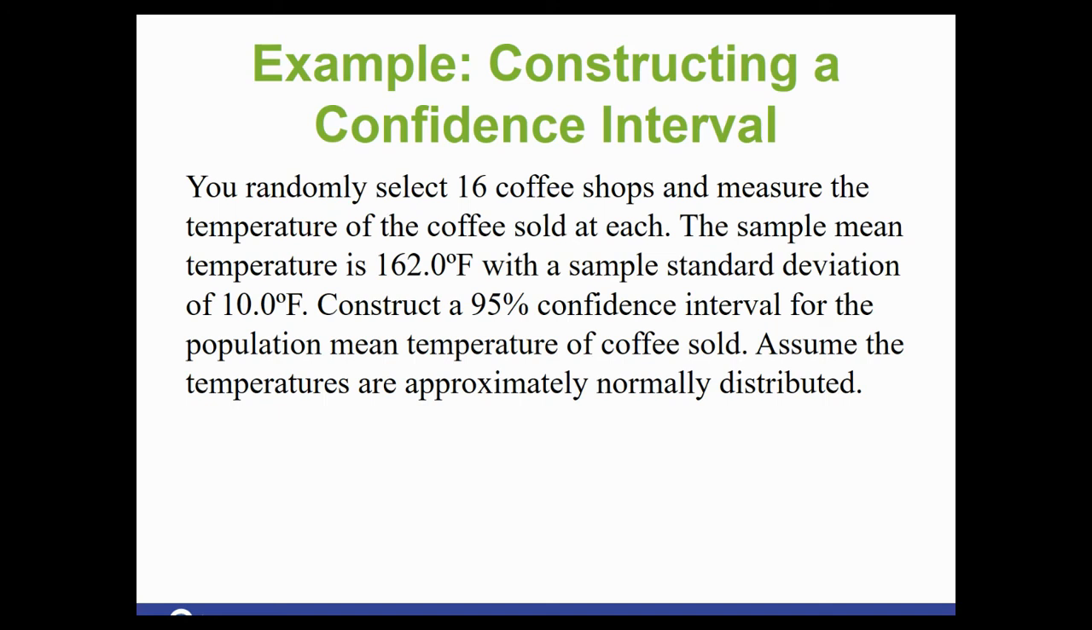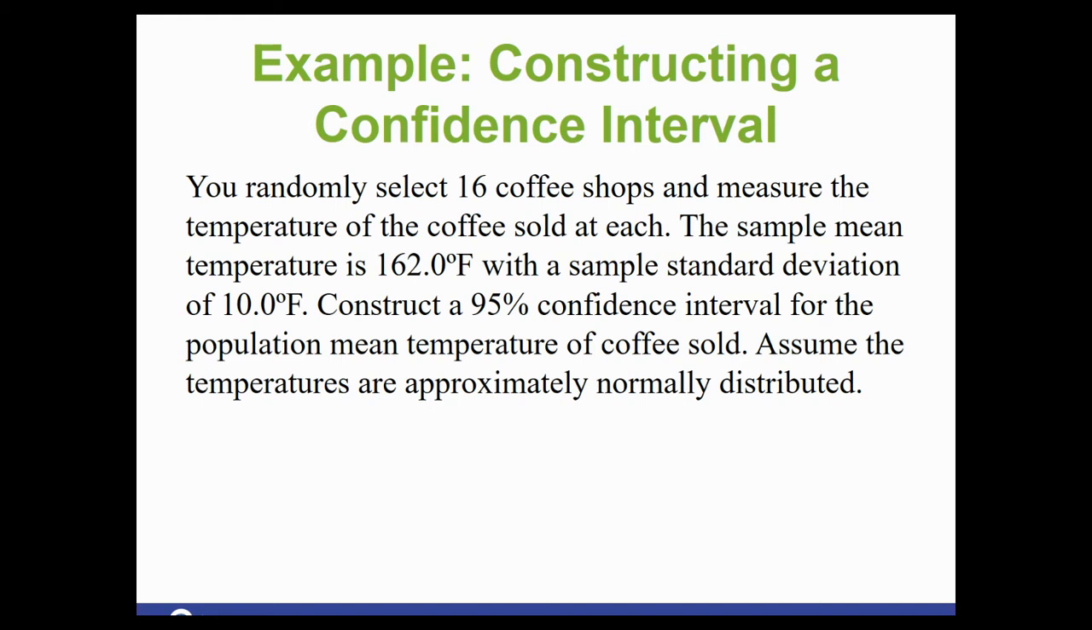So here we go. Let's try it. You randomly select 16 coffee shops and measure the temperature of the coffee sold at each. The sample mean temperature is 162 degrees Fahrenheit with a sample standard deviation of 10 degrees Fahrenheit. Construct a 95% confidence interval for the population mean temperature of coffee sold. Assume the temperatures are approximately normally distributed.